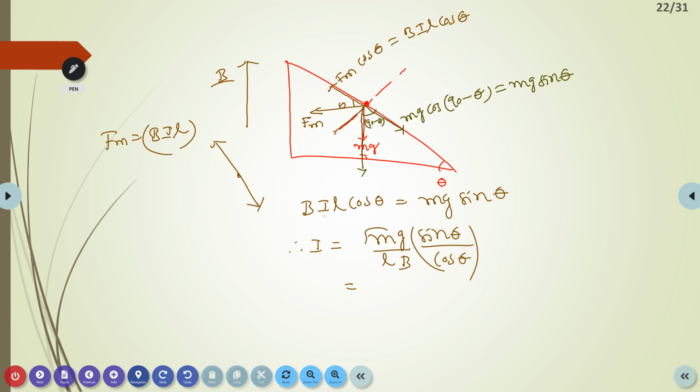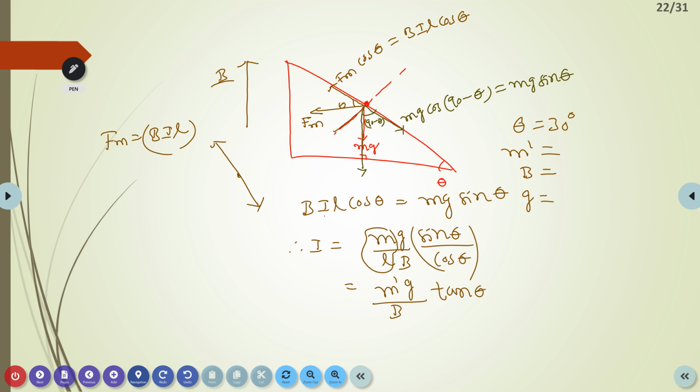And this is what? Mass per unit length, M dash, equals g divided by B into tan theta. Theta has been given: theta equal to 30 degree. Mass per unit length is known here, and then magnetic field is known, then g is known here. Now substitute all these things here.